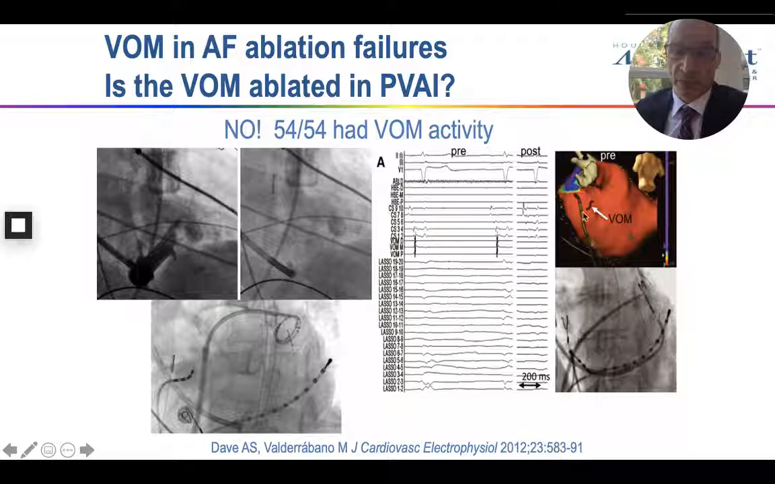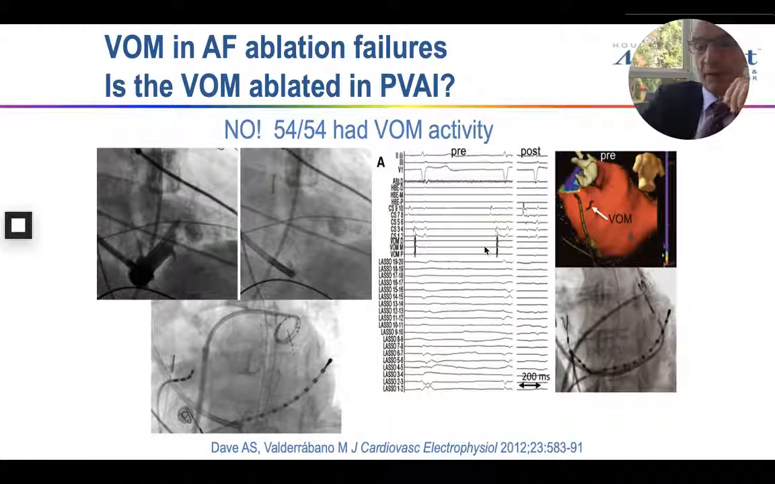and yet in 54 out of 54 patients that we were able to get a microcatheter in the vein of Marshall, we did show that the vein of Marshall had intact electrical activity, supporting the idea that normal ablation does not really target the vein of Marshall electrical activity.